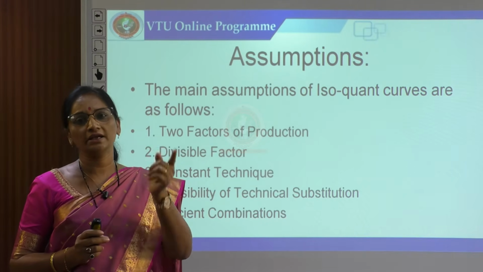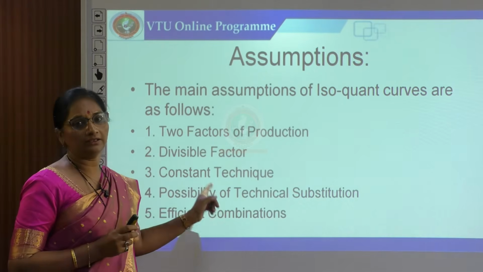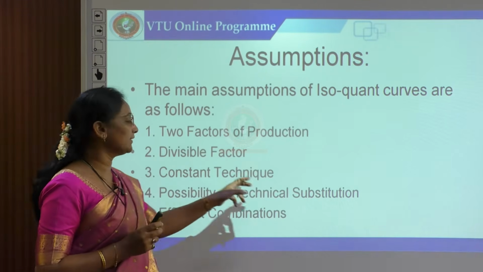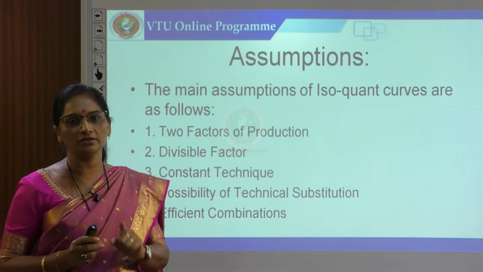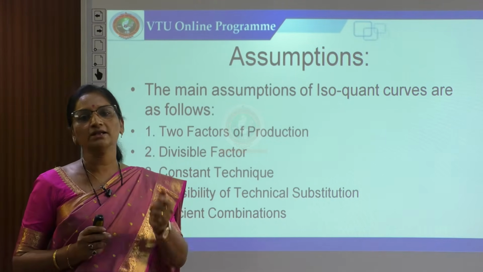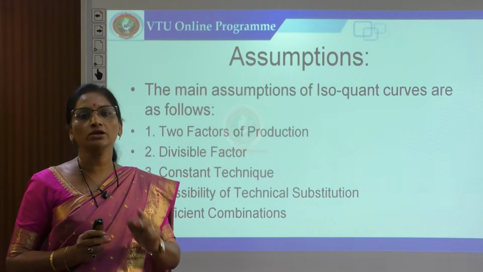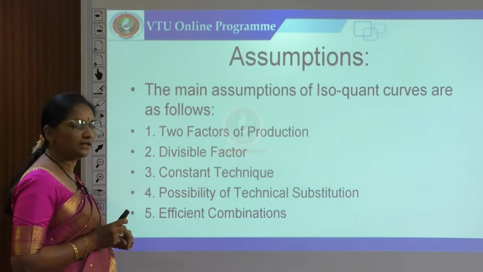Marginal rate of technical substitution. Okay, that comes here. So possibility of technical substitution means technical substitution is there between one factor to another factor, it assumes, and second it assumes that marginal rate of technical substitution is equal to one another. That is also an assumption here. So that is the fourth one.